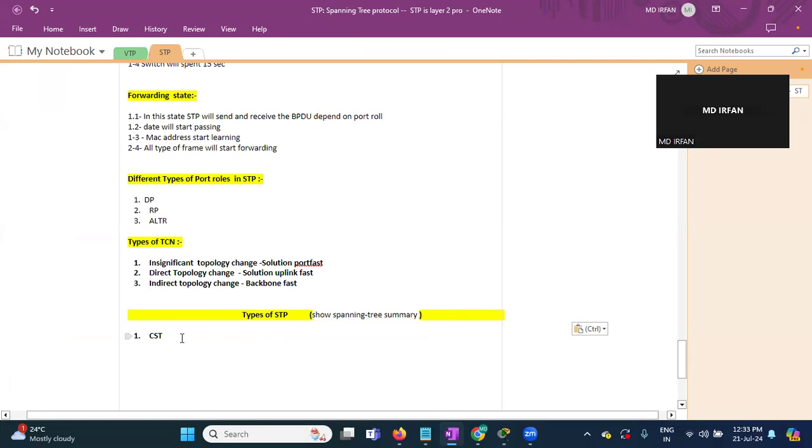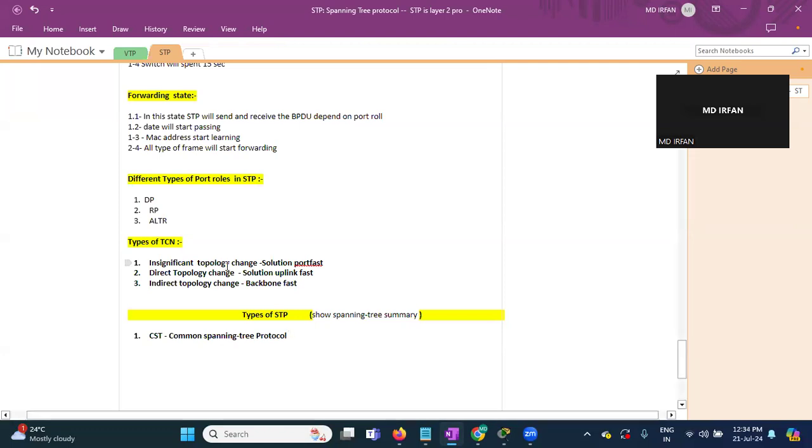First mode is CST. We were using CST at the very beginning, and some other vendors might still support CST nowadays. CST is nothing but the Common Spanning Tree. So the first type is Common Spanning Tree Protocol.